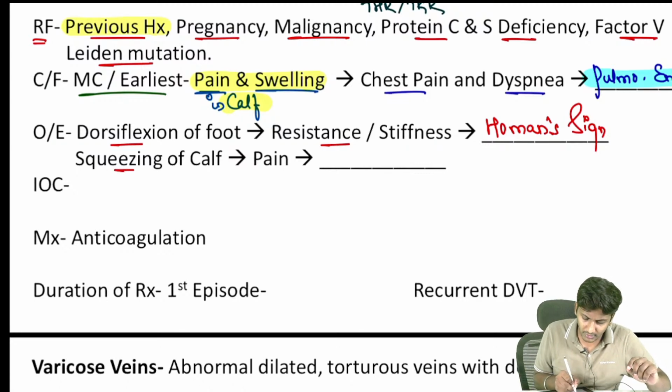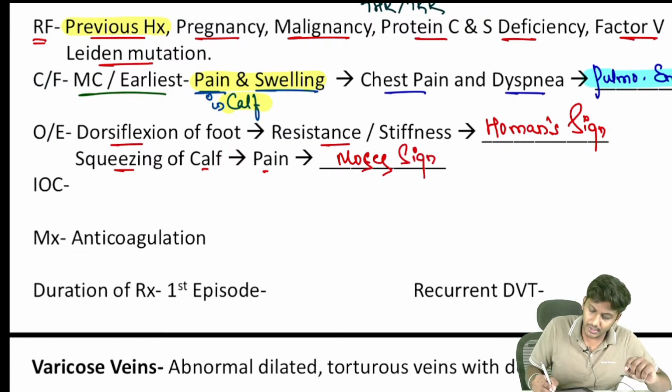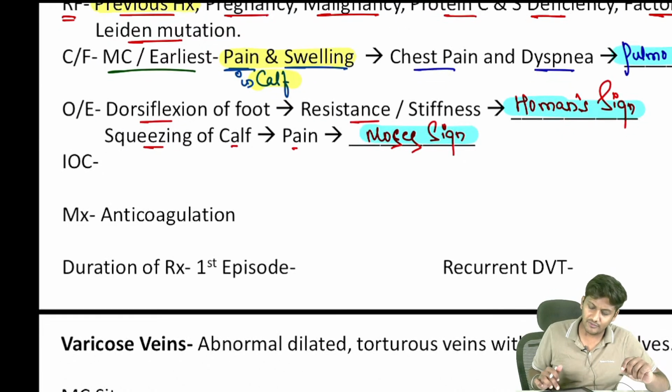Whereas squeezing of the calf causing pain is what is known as the Moses sign. It is classically known as the Moses sign. कोई दिक्कत नहीं यहाँ तक. So those are the important features that you have to be aware of.